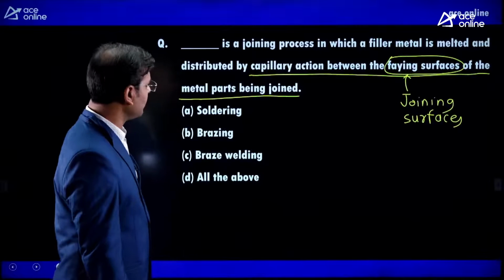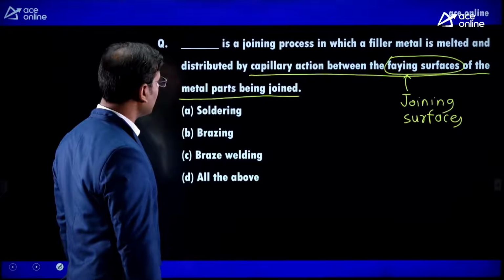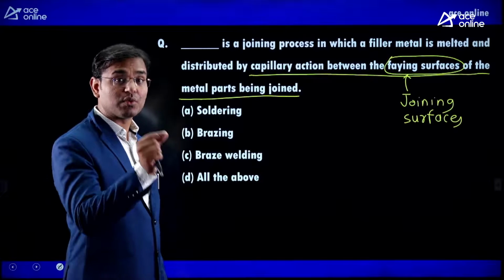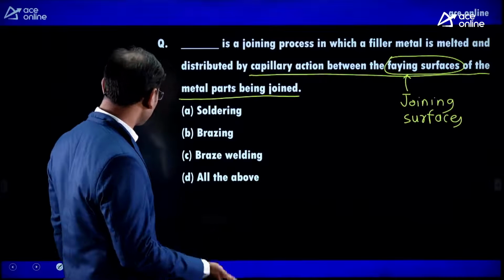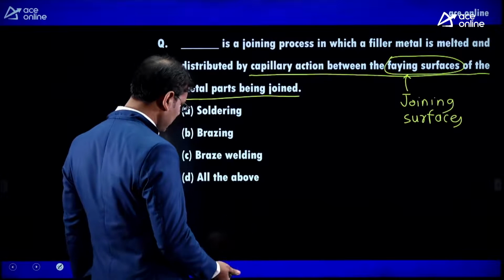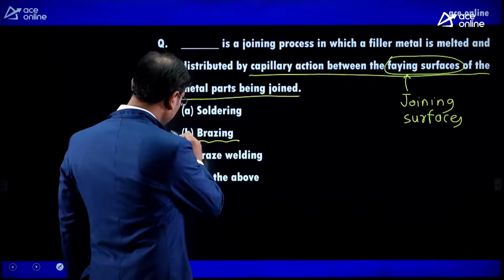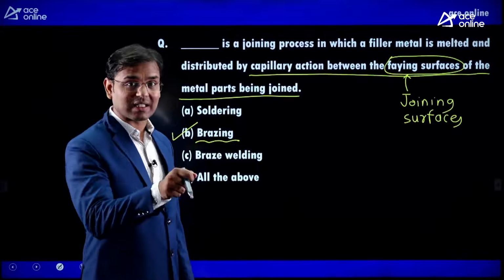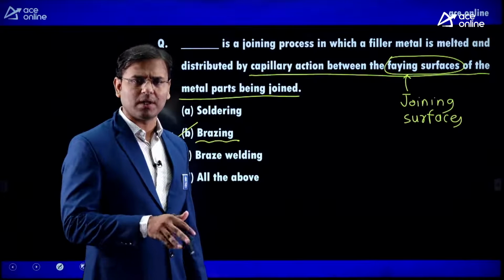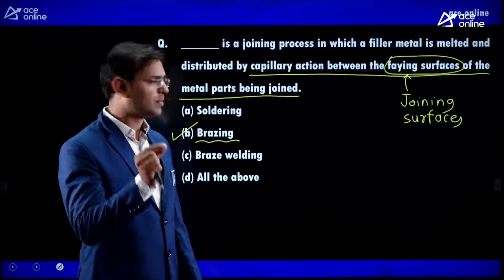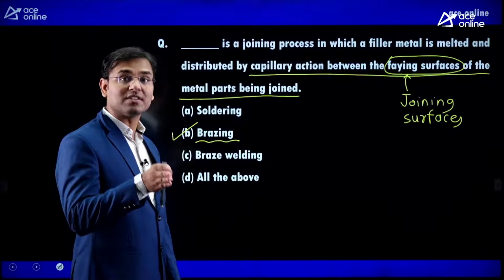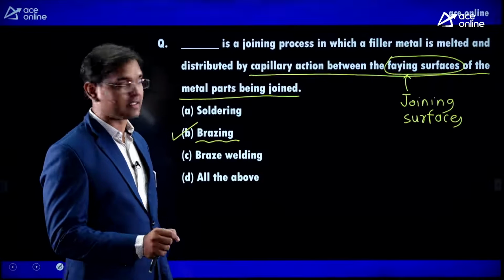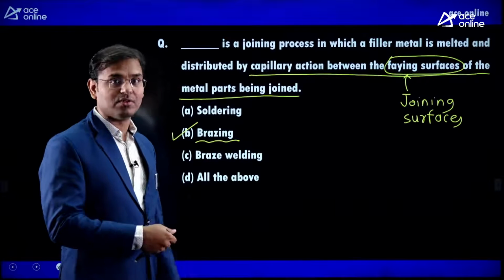Okay, then between the faying surface, what is the capillary action? Capillary action means molten metal can enter through small spaces. Guys, out of all the welding, brazing is the method in which we can repair cracks. If cracks are present, in that crack we can pour a drop of molten metal, and the crack means a very small space, but from that small space also the molten metal can enter. That means the molten metal must have high capillary action, or high capillarity.